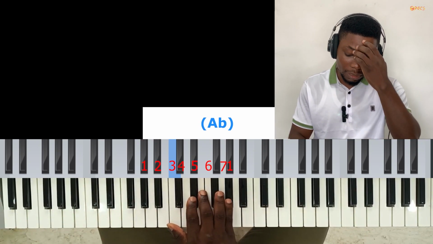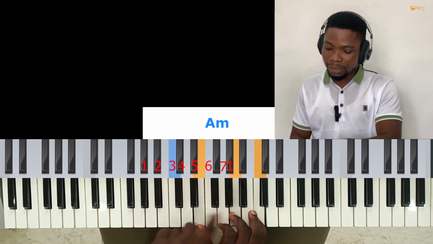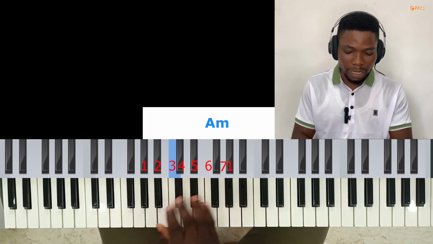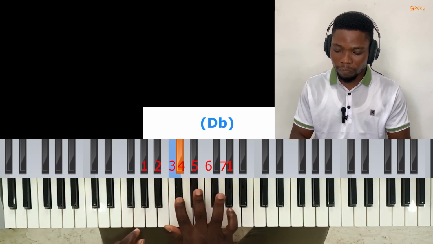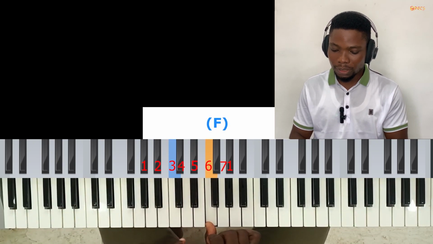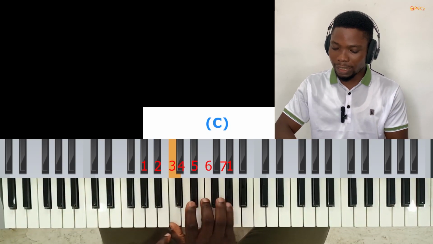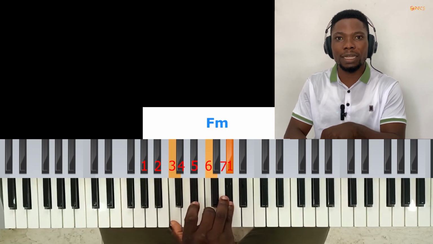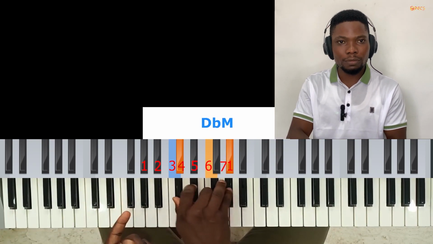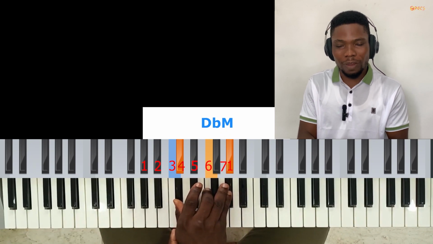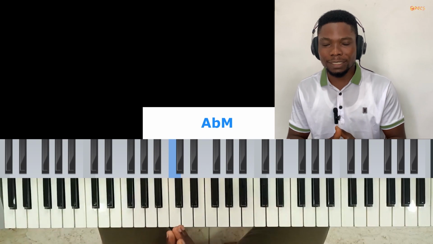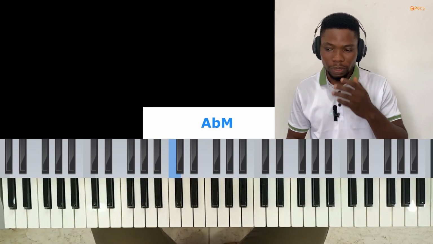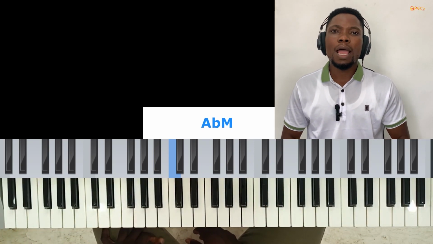For 6, remember it is what? 3, 6, 1. So let's go to A flat. Where is 6? This is 6: 1, 2, 3, 4, 5, 6. Right? Where's 3? This is 3. Then this is 1. You see the same shape of your finger. If you go to 4, the same shape of your finger. If you go to 5, the same shape, and back to 1. You see? That is it. That's how you can do it using numbers.